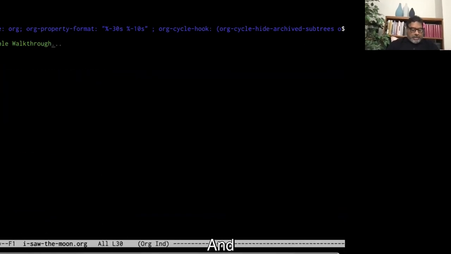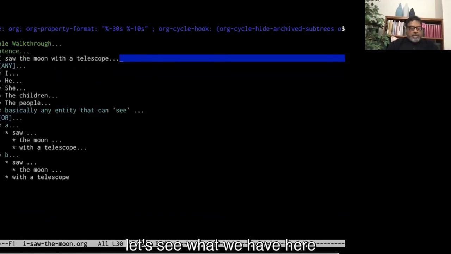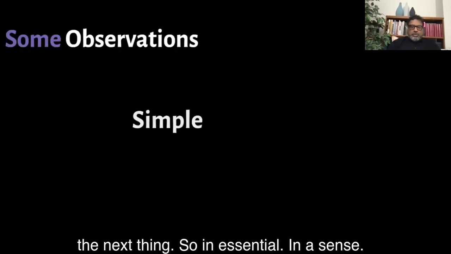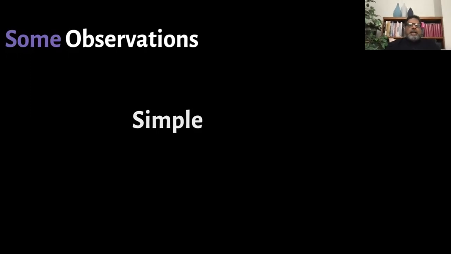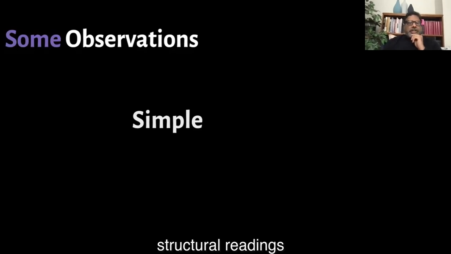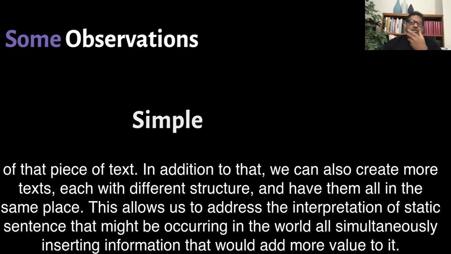And let's see what we have here. Now we just are getting sort of a zoomed view. Now let's go to the next thing. So in a sense, we can use this power of functional data structures to represent various potentially conflicting and structural readings of a flat piece of text. In addition to that, we can also create more texts, each with different structure, and have them all in the same place.